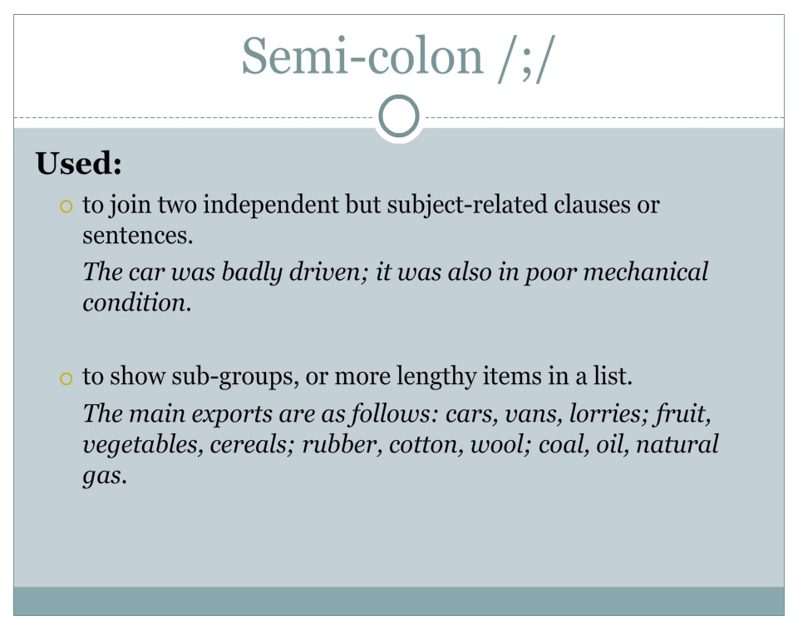Semicolons are also used to show subgroups or more lengthy items in a list. So in the following list we've got: the main exports are as follows: cars, vans, lorries; fruit, vegetables, cereals; rubber, cotton, wool; coal, oil, natural gas. Those items are all grouped according to their category and the semicolons are put between them to separate the categories.